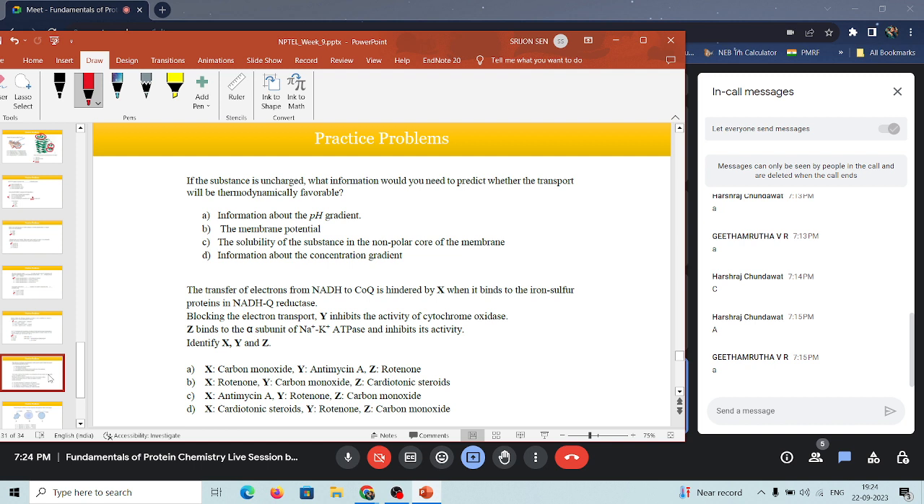So if a substance is uncharged, how can you tell whether the transport will occur or not? Means it's favorable or not. Information about pH gradient, membrane potential, solubility of the substance in nonpolar core of the membrane, or information about the concentration gradient.